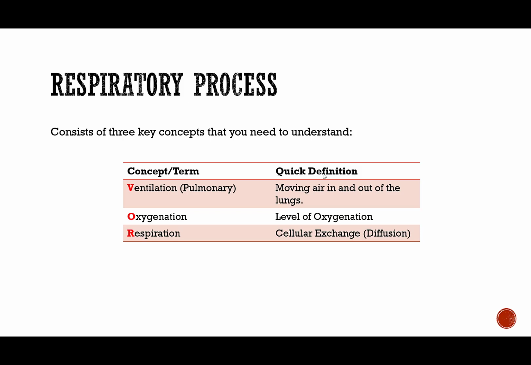Ventilation, moving air in and out of the lungs. Oxygenation, level of oxygen. The level is important. The word level. How much oxygen do we have? How much oxygen do we need? And then respiration is that low-level stuff where we're actually doing a chemical process and we're doing that exchange, that trade of oxygen and carbon dioxide.